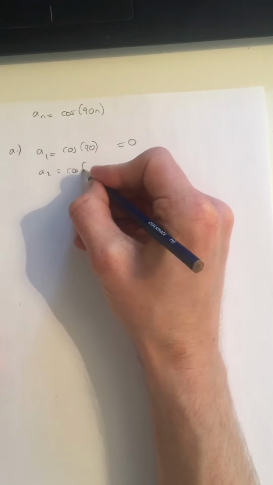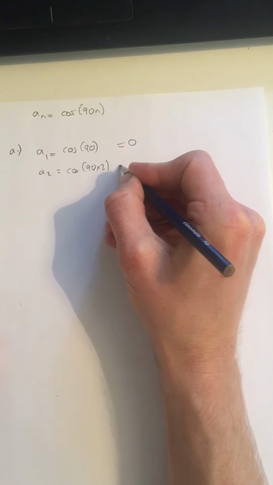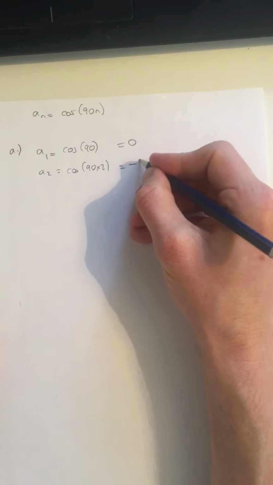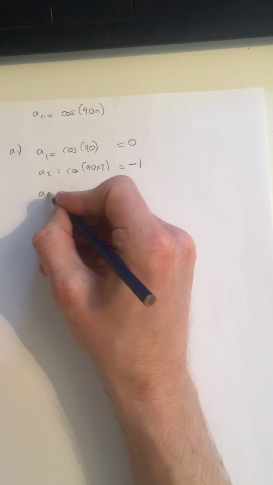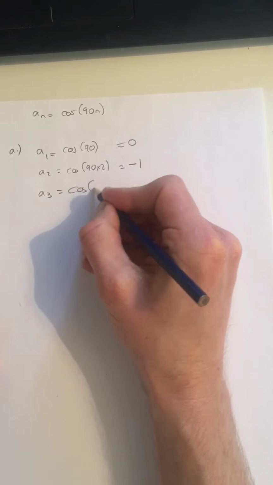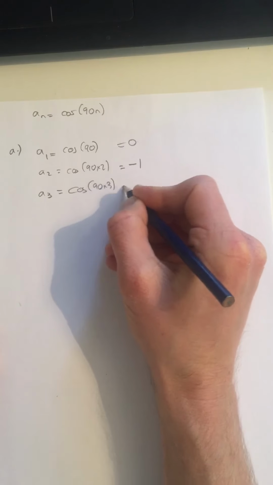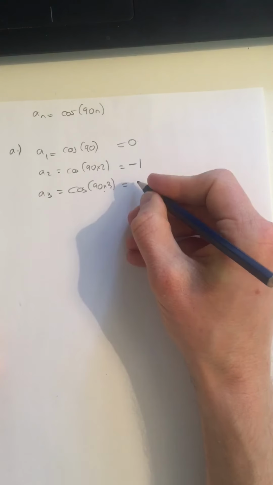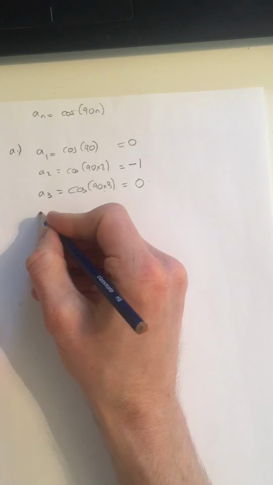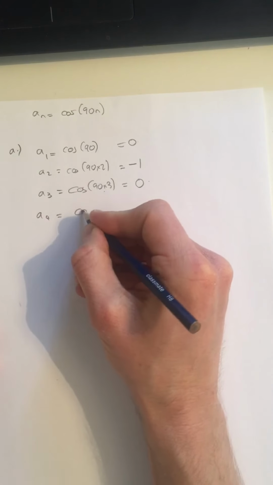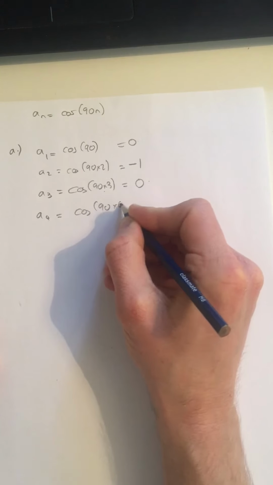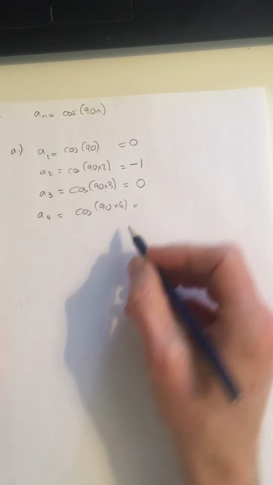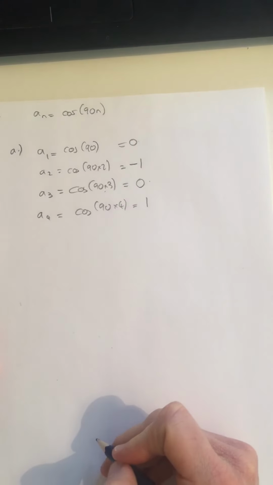A2 will be cos of 90 times 2, which is 180, and we know that cos of 180 is minus 1. We'll do that for the next two terms. So cos of 90 times 3 is 270. Cos of 270 is 0. Cos of 90 times 4, so cos of 360 is going to be 1.